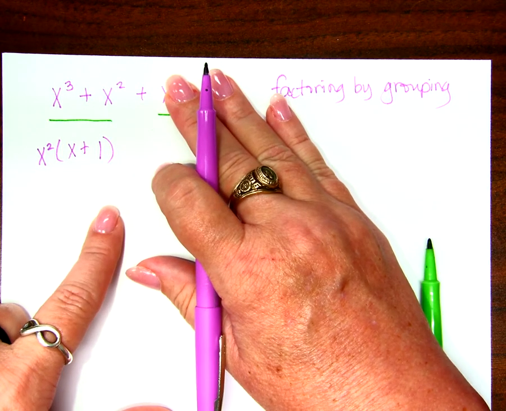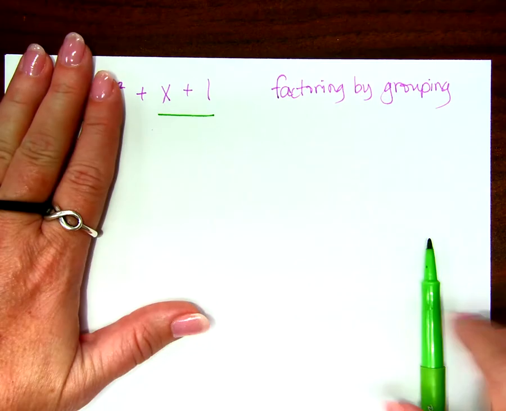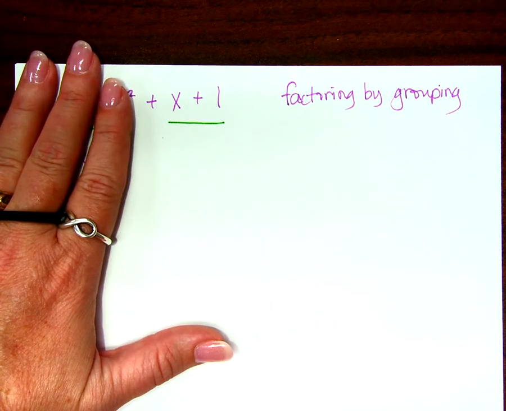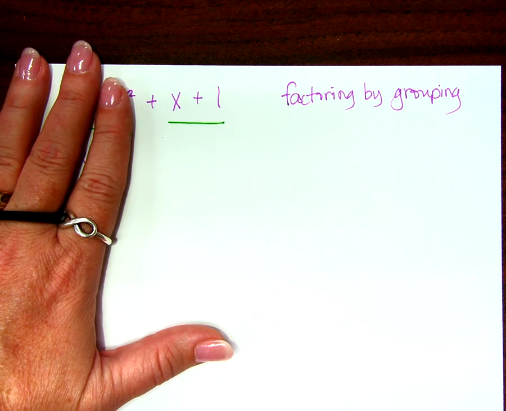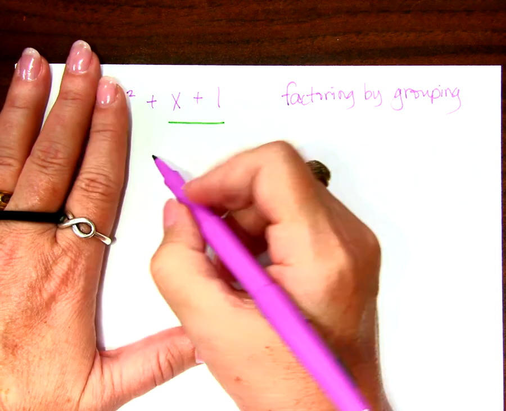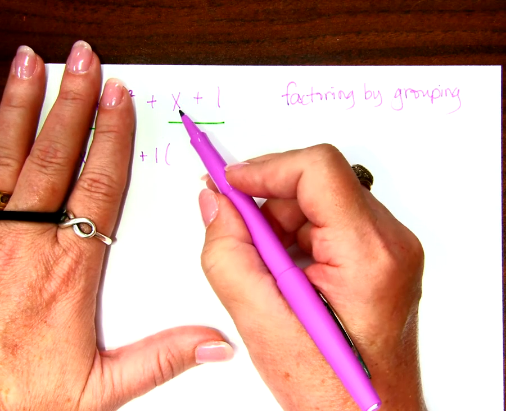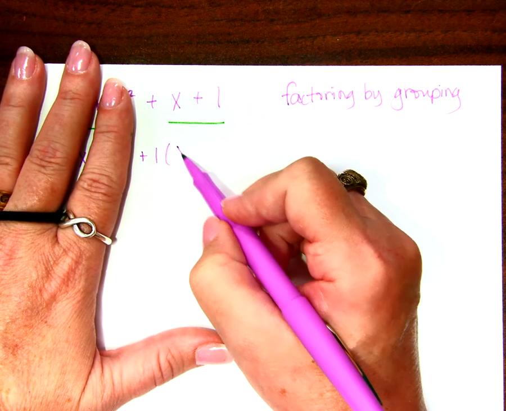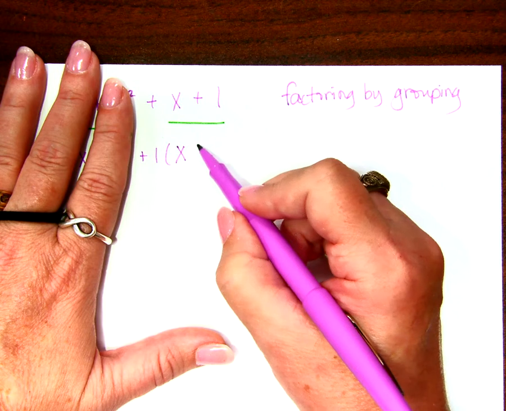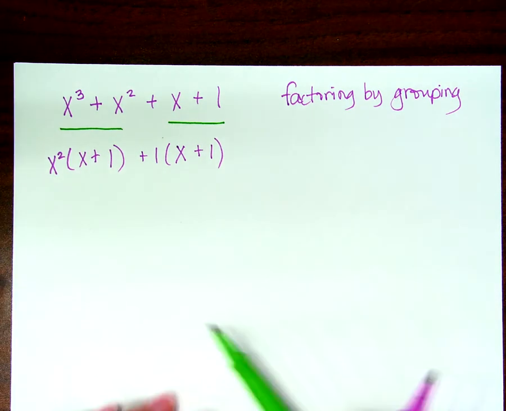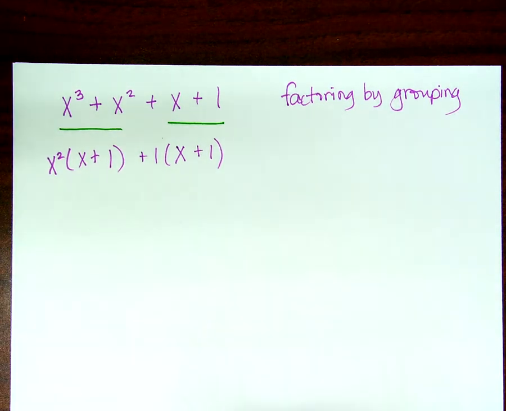Yes? Now ignore that part and just look at the last 2 terms. What do these 2 terms have in common? Knowing that I have to take something out, they're both divisible by 1. If I divide x by 1, what do I get? If I divide 1 by 1, what do I get? 1.